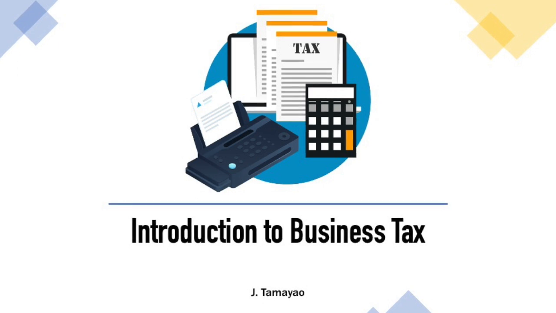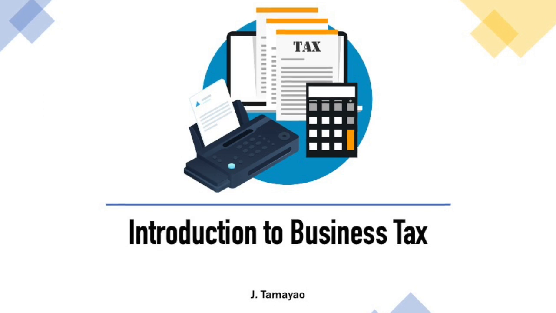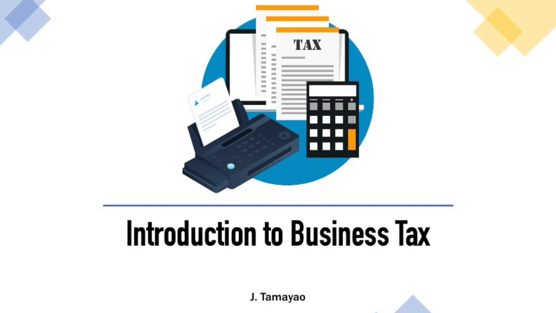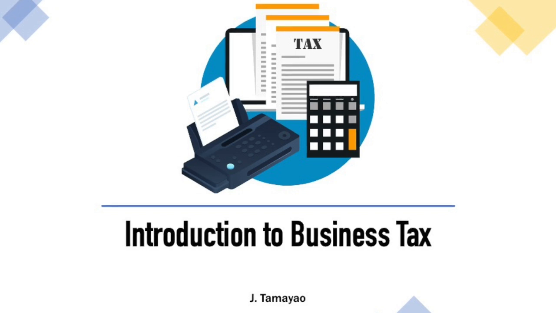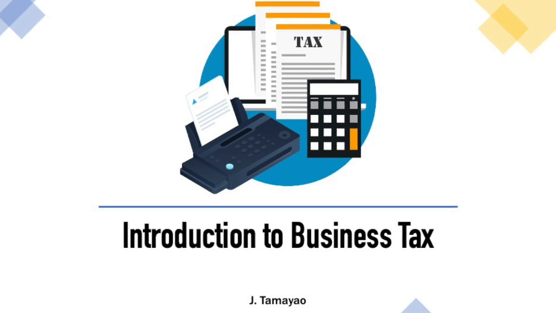On your business tax, we will learn three different taxes: value-added tax, percentage tax, and excise tax. While in your gratuitous transfer, we have two types of taxes: your estate tax and your donor's tax. So generally, Tax 101 dwells on these different types of taxes.